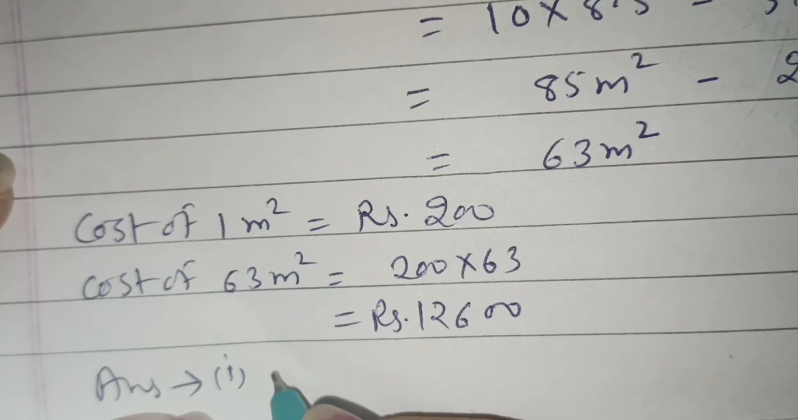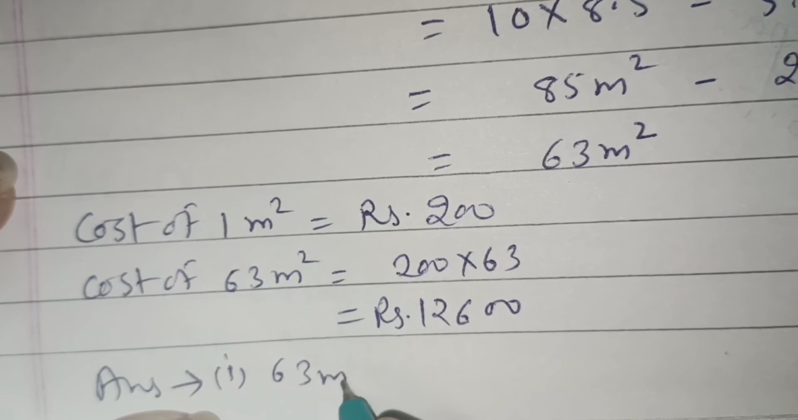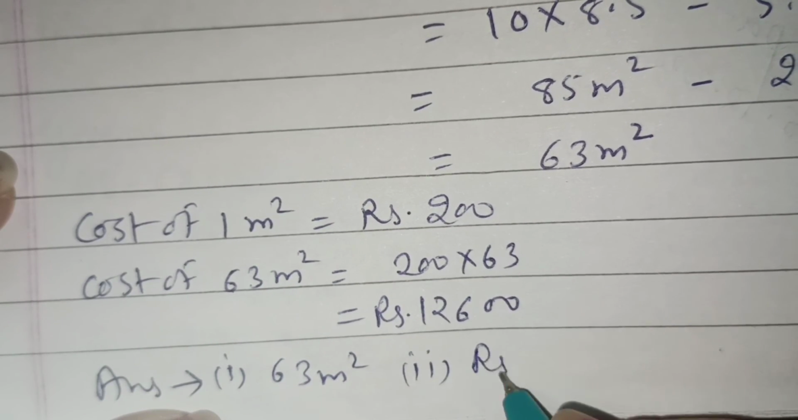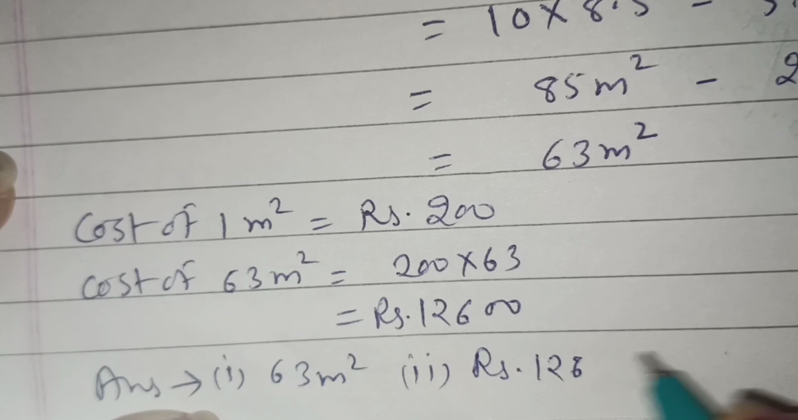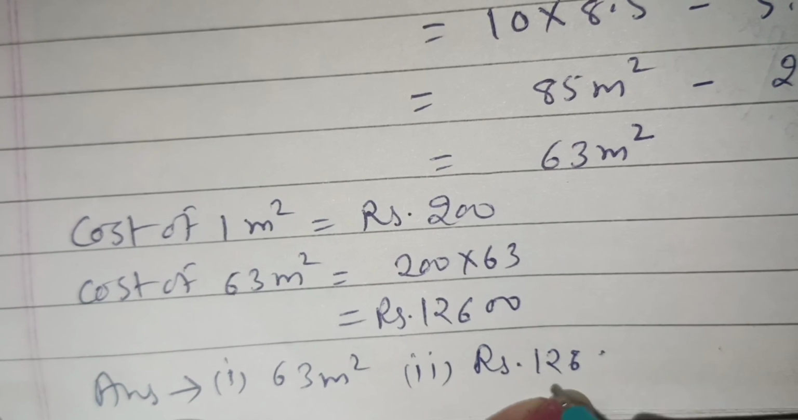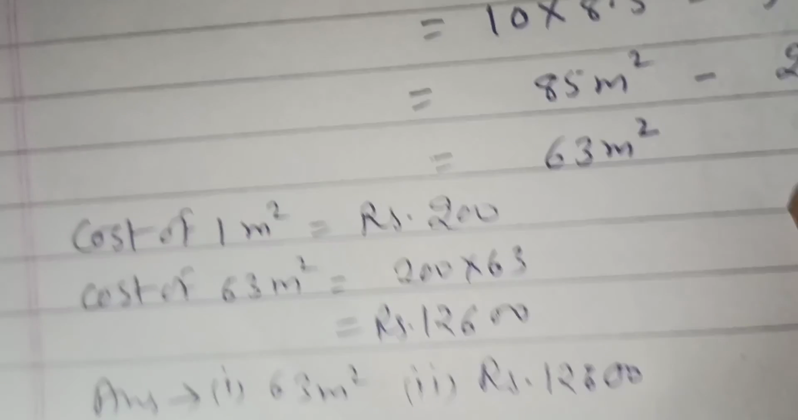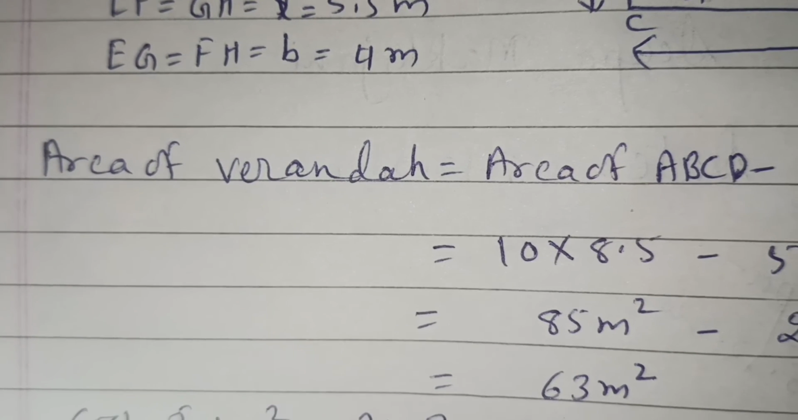Answer 1, area of veranda is 63 meter square, and answer 2, what is the cost of cementing? Rupees 12,600. Okay, so here we have done question number 4.